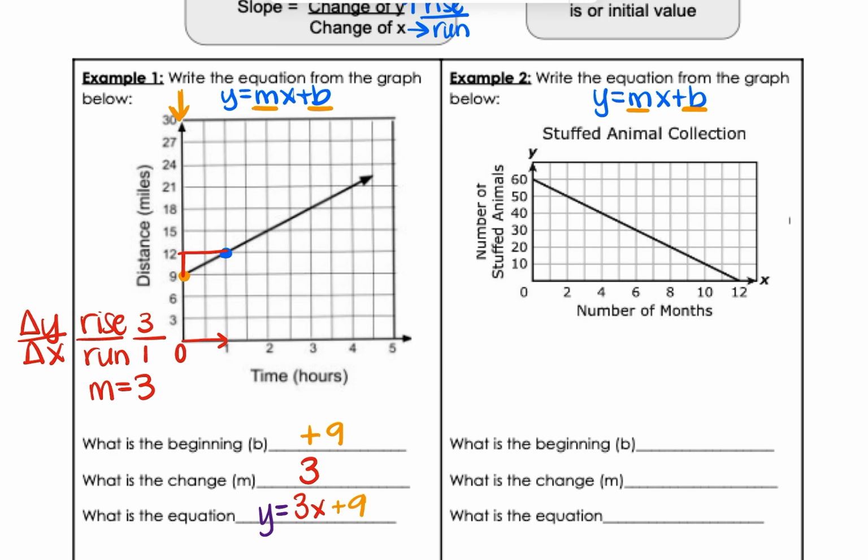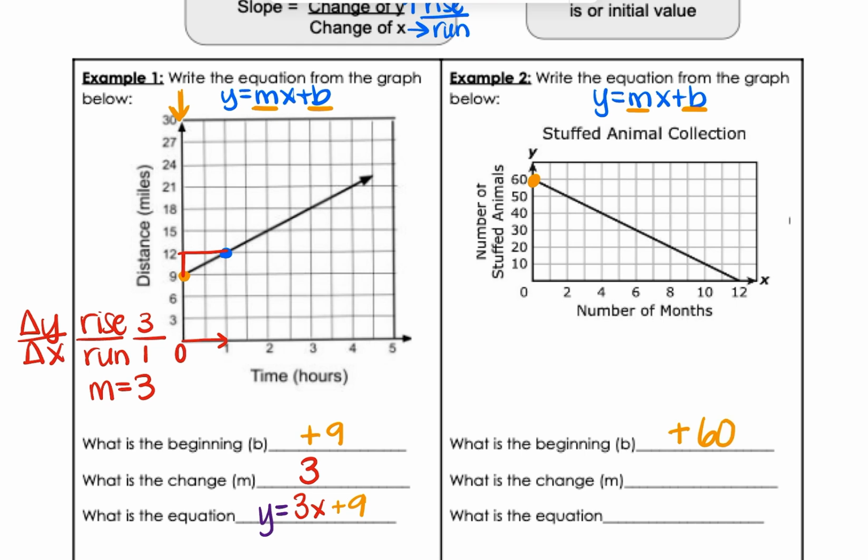And so I look at my graph, and remember, I'm always going to start by trying to find my beginning. Well, where does my graph begin? I look at my y-axis, my up and down axis, and I say, oh, my graph begins at 60. Okay, that's where I am crossing the y-axis. So I know my b will be plus 60, positive 60.